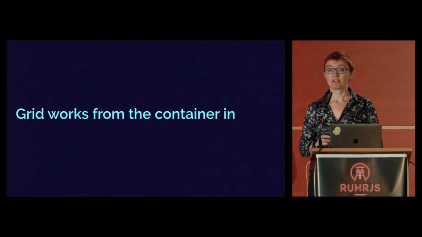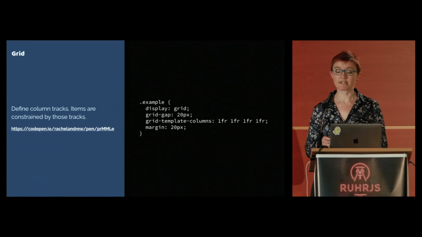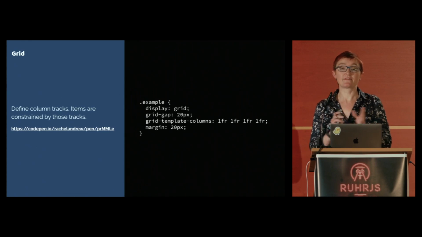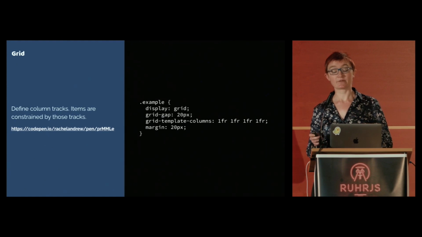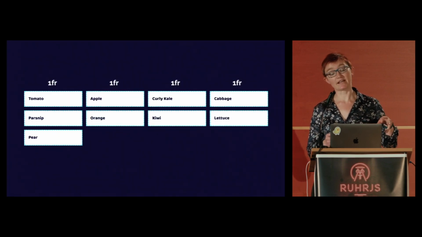With Grid, you say, here is my grid. This is the size of those tracks, and the items go into those tracks. They're constrained by the tracks most of the time. So here I'm creating a 4-column track grid with the FR unit, which says, you know, it's the available space you've got, we're going to split into 4, and we're going to share that out evenly. And so we'd get this, and we don't need to add anything to the items. It's just happening on the grid container.